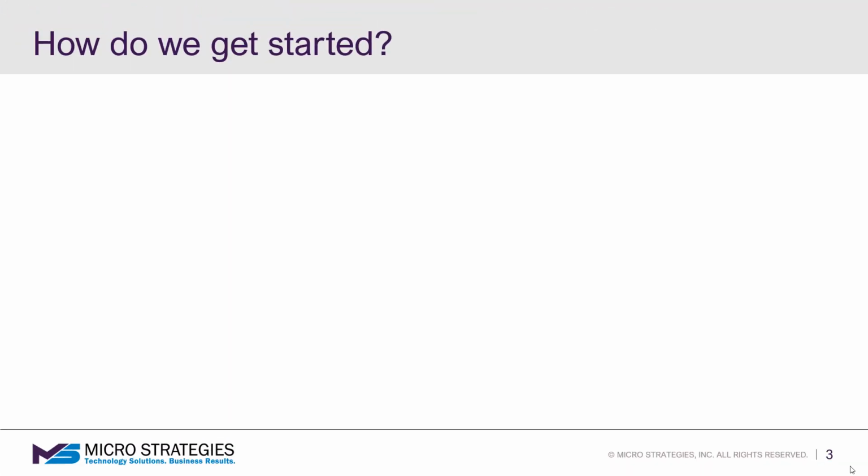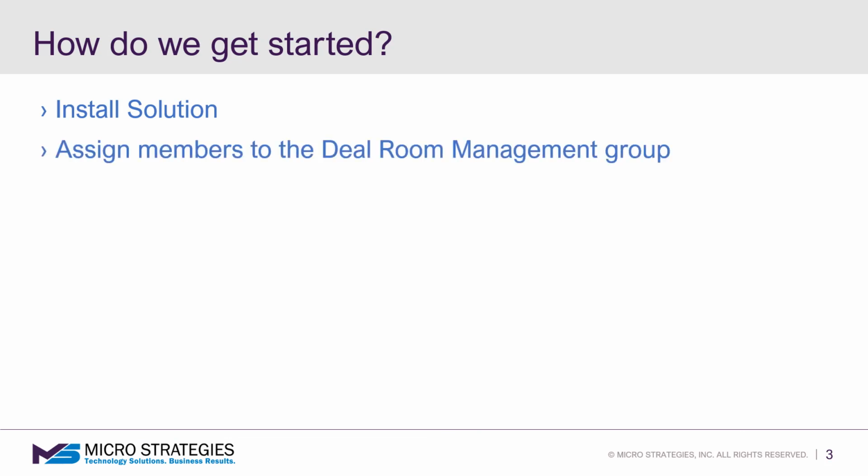How do we get started? Well, of course, the first step is to install the solution. Once the solution is installed, we assign members to the Deal Room Management Group. That's a group inside of iManage that by virtue of having membership, you're able to access the Deal Room Management solution. After that, we execute the Deal Room Inventory tool.